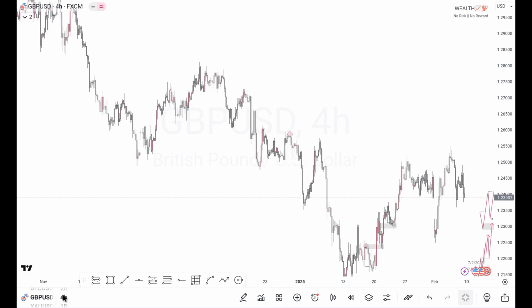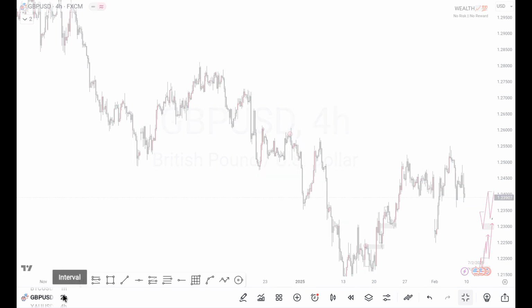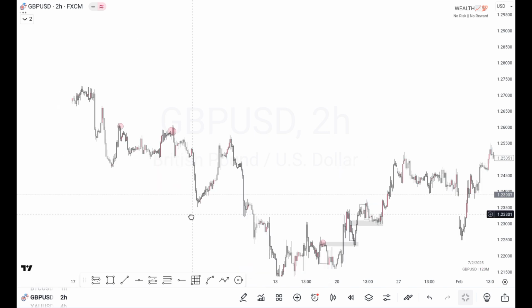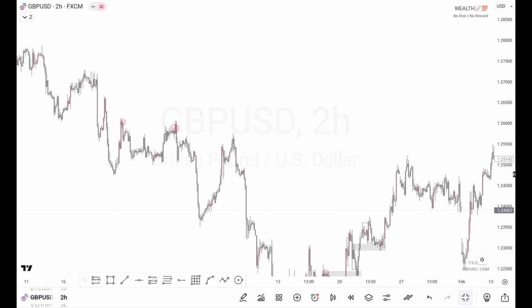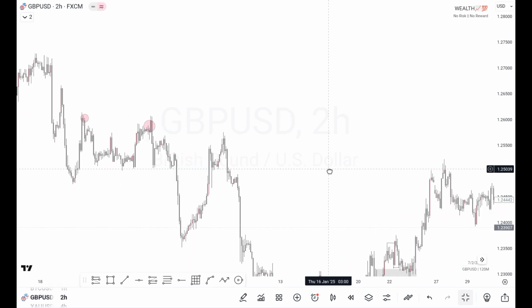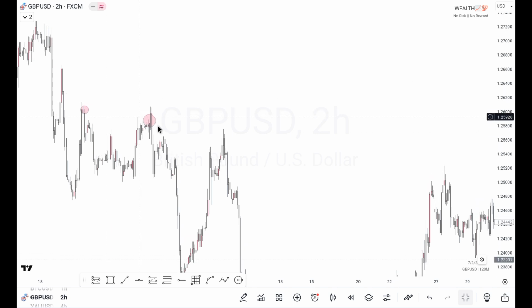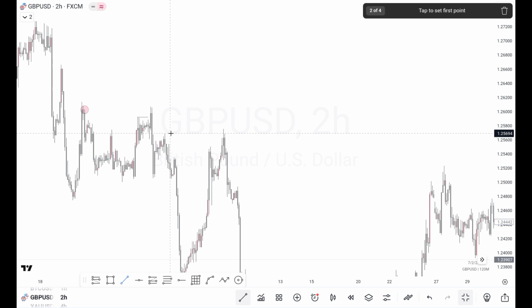Okay, let me go to the 2-hour time frame. Okay, all right. So now it is clear. So moving on to the 2-hour time frame, you can see we have, what do we have here? We have this sweep of liquidity. Can you see? We have this liquidity sweep here. After the liquidity sweep, we have what? An inducement here, right?